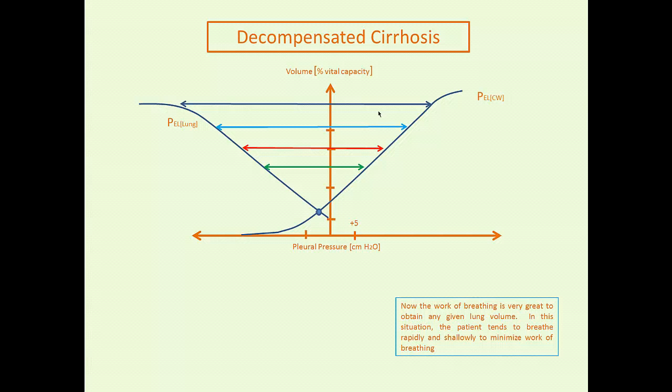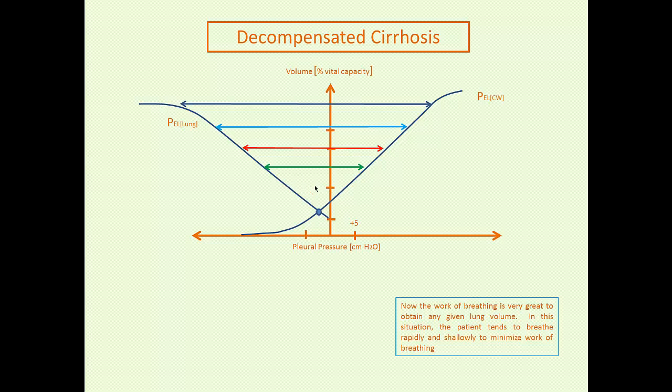So as I mentioned also in Chapter 1, when there's a large elastic load on the muscles of respiration, patients often engage in rapid, shallow breathing. They kind of start panting. And with rapid, shallow breathing, instead of breathing at this volume way up here, which requires an enormous amount of pressure, an enormous amount of work to achieve volumes this size, patients start breathing at very low volumes to minimize this elastic work of breathing.